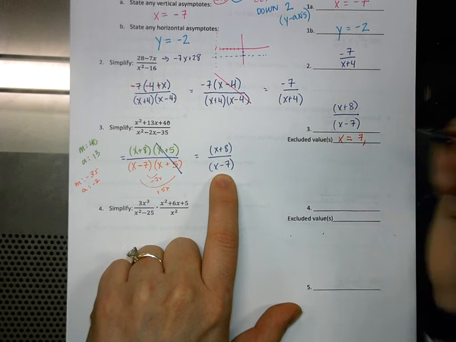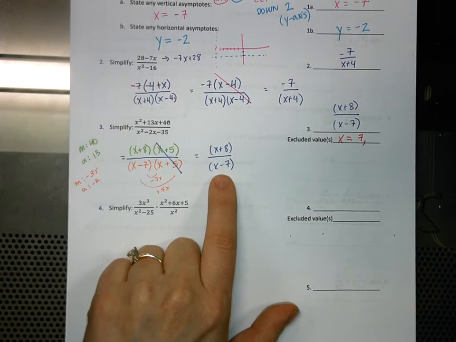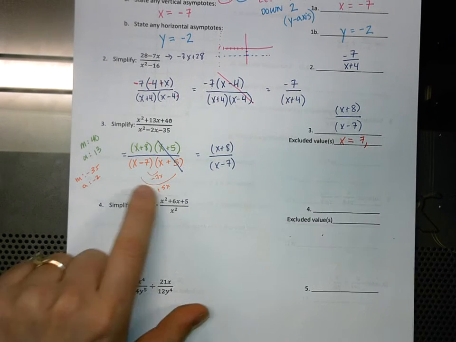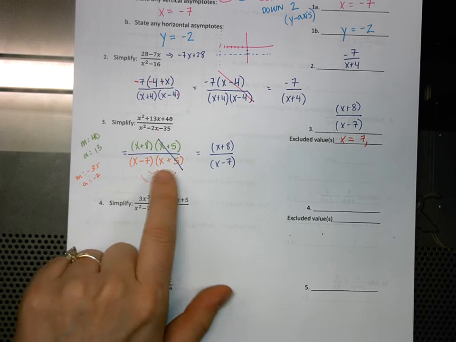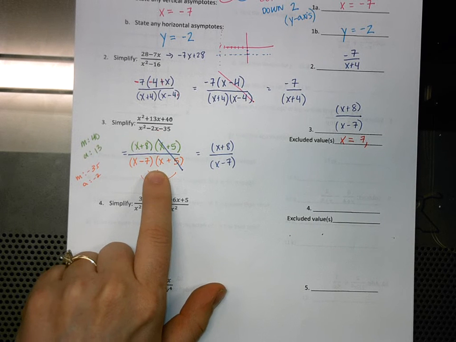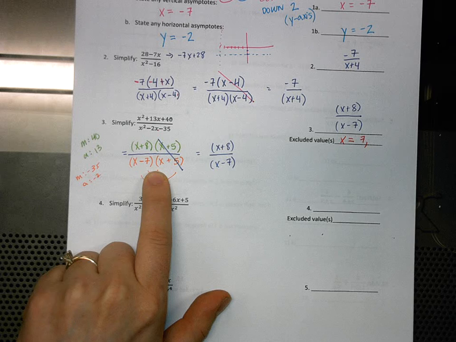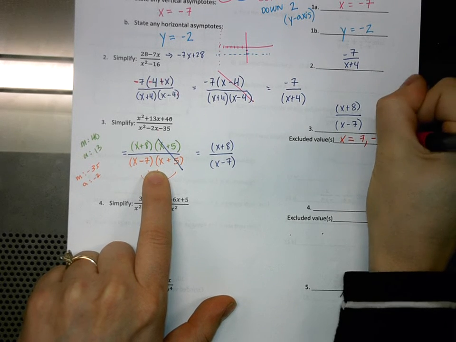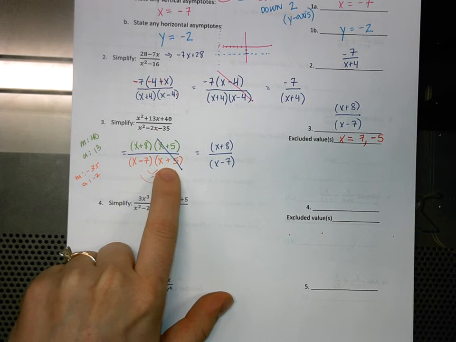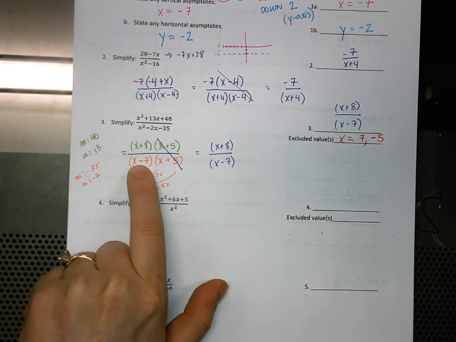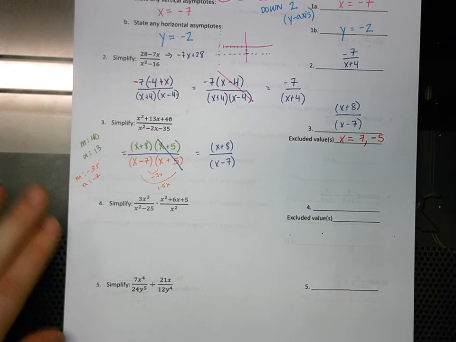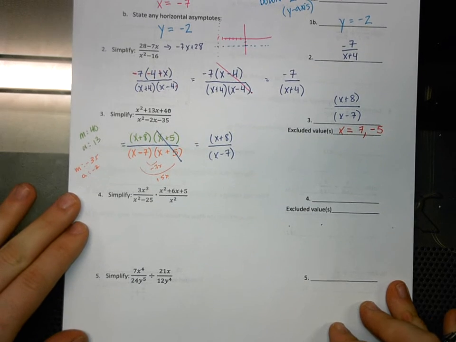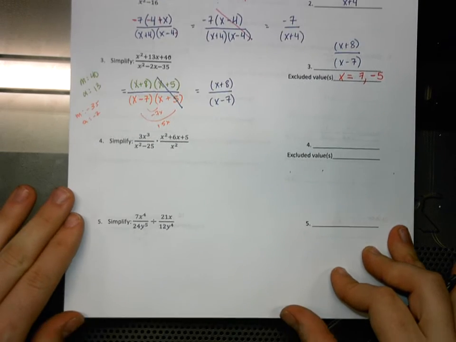7. Is that the only excluded value? No, because I put a comma, right? We want to check our factored form. So what other number can I plug in for x that would make my denominator equal 0? Negative 5. So positive 7 minus 7 is 0, and negative 5 plus 5 is 0. Questions?